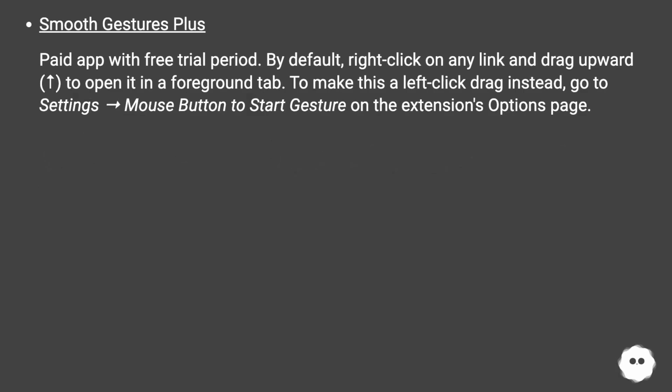Smooth Gestures Plus. Paid app with free trial period. By default, right-click on any link and drag upward to open it in a foreground tab. To make this a left-click drag instead, go to Settings mouse button to start gesture on the Extensions Options page. Other extensions.